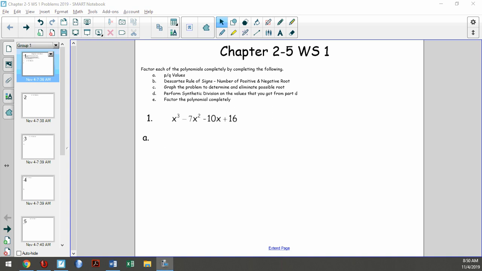Okay, now I'm not giving you any notes today. We're going straight to homework, okay? So all I want is the factored form on today's worksheet, which is 2-5 worksheet 1. Everything else I want you to show on a separate sheet of paper. So you need to get out paper now. Do we all understand that?